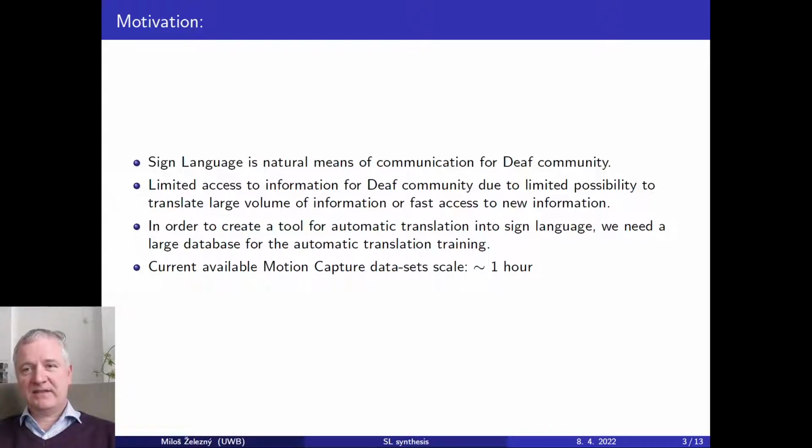The motivation of the project is the sign language itself. It is the natural means of communication of the deaf community, and they have limited access to information due to the limited possibility to translate large volumes of data or provide fast access to actual new information. In order to create tools for automatic translation and automatic processing of sign language, we need large databases for automatic systems. Currently available motion capture databases are of the scale of 1 hour. Our aim was to collect a relatively larger database.